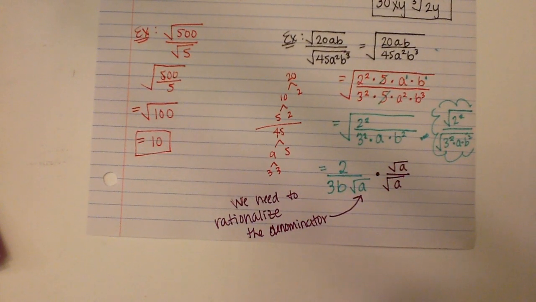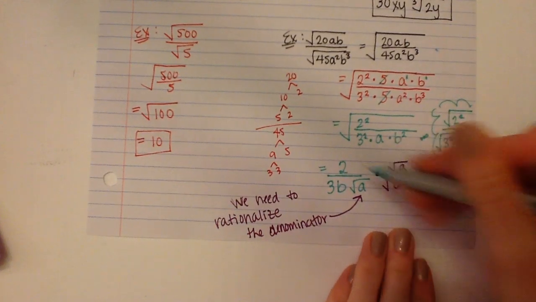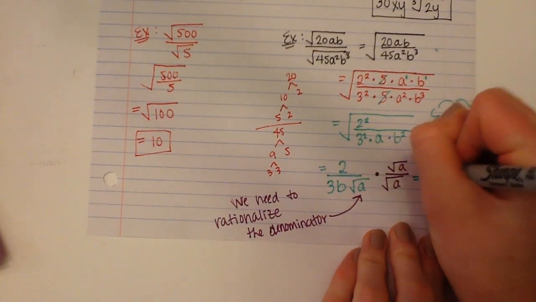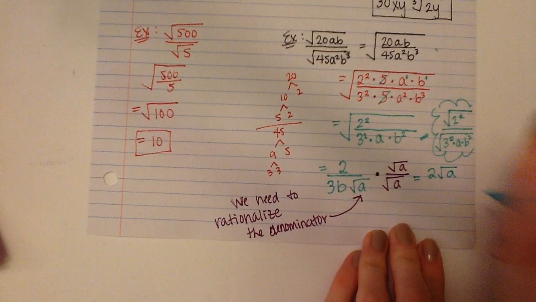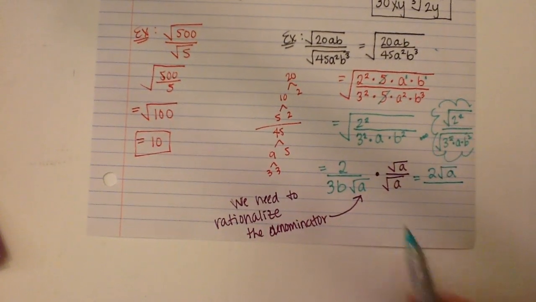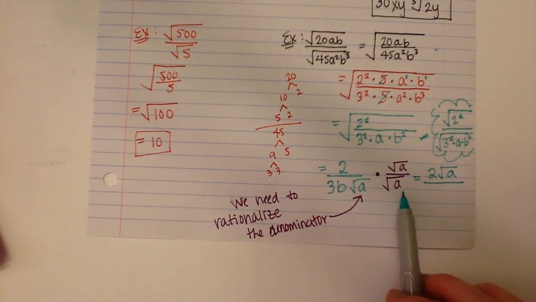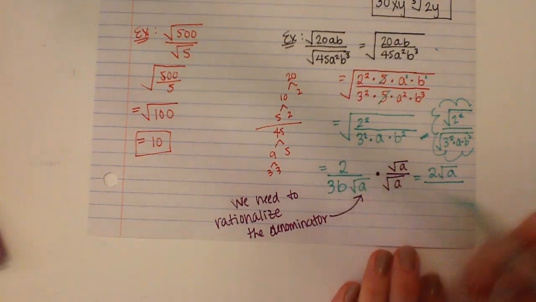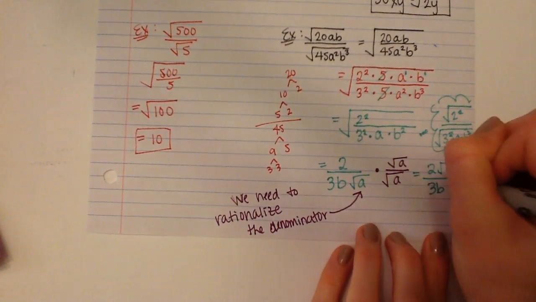So if we were to do that, 2 times radical a is just going to be 2 square root of a over the square root of a times the square root of a, which is just a. So it's just what's on the inside of that. So we're left with 3b times a.